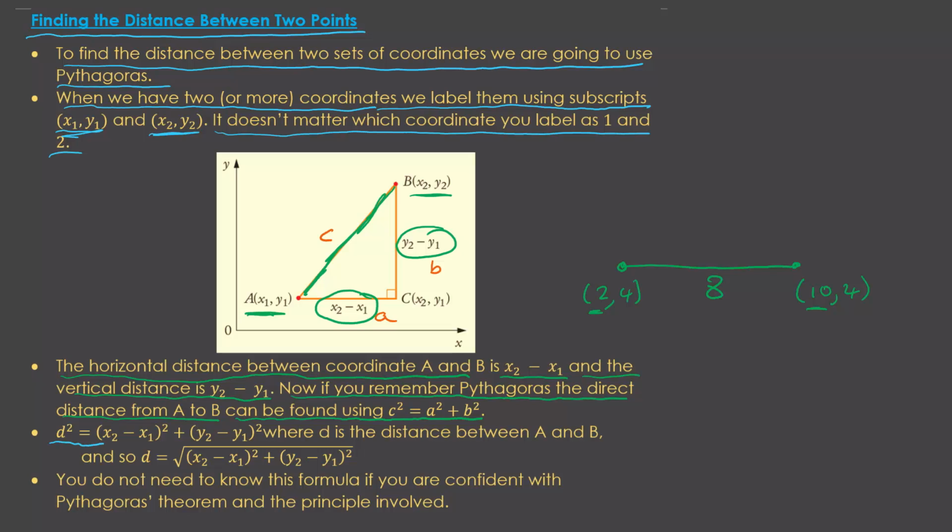d squared then would be x2 minus x1 all squared plus y2 minus y1 all squared, where d is the distance between A and B. And so d is equal to the square root of x2 minus x1 squared plus y2 minus y1 squared. And that's the distance formula.